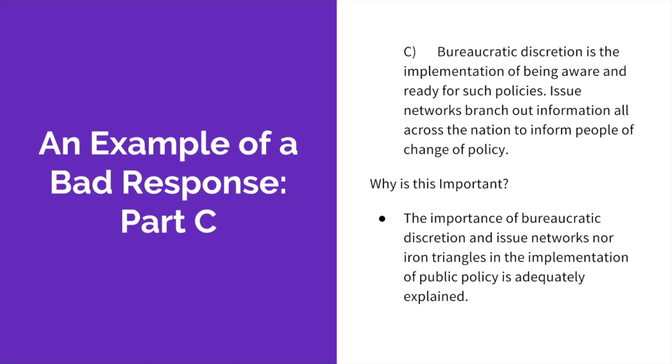This is another bad response. The importance of bureaucratic discretion and issue networks, nor iron triangles, in the implementation of public policy is actually adequately explained. Whoever wrote this response just wrote things that have little meaning to kind of get around the answer. There's no actual direct answer or explanation as to why these things are important.